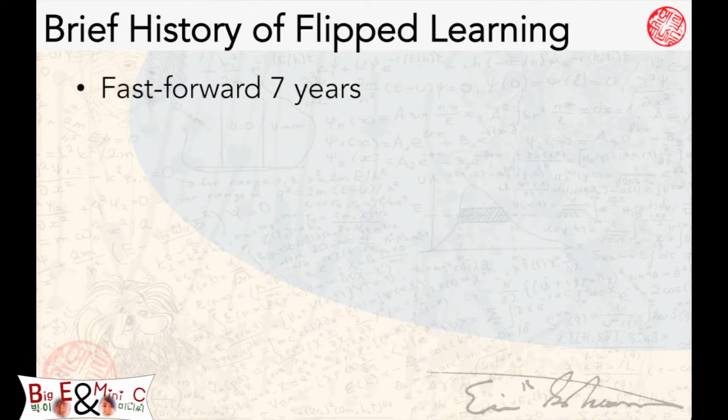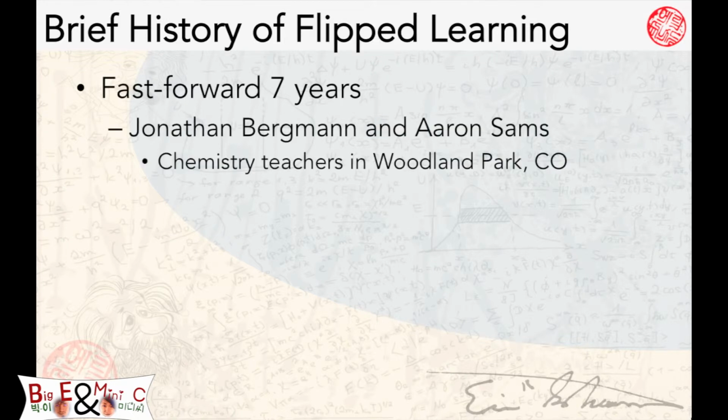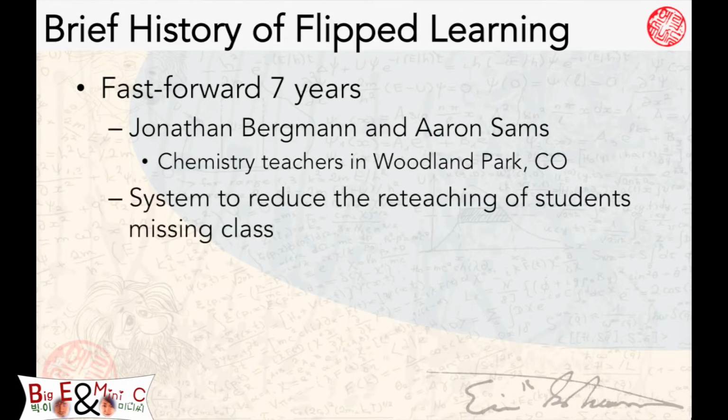Let's fast forward 7 years and go to Woodland Park, Colorado. Jonathan Bergman and Aaron Sams were 2 chemistry teachers, and being a rural school, they had lots of students that were often missing because of long bus trips to and from activities, and they were spending a lot of their teaching time reteaching the students who had missed the class, and they realized the students who had missed the class could not go on to the next subject until they took their time to reteach them.